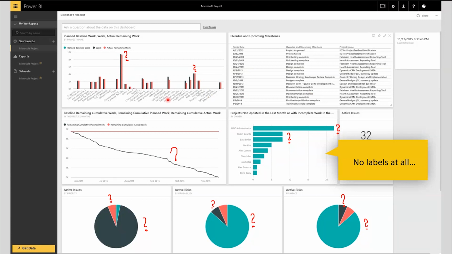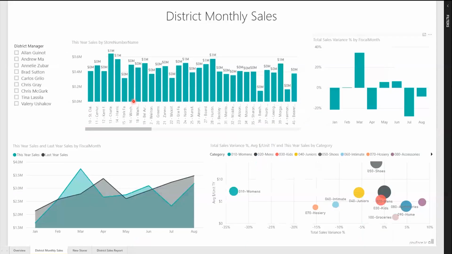This example had no labels at all. Not just the data labels are missing, even the category legends are missing here. So just be careful before you publish your reports and dashboards. Check your labels.